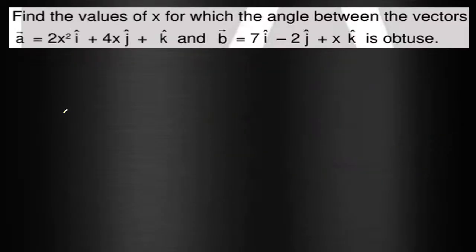Next question: find the value of x for which the angle between two vectors is obtuse, meaning a vector dot b vector is less than 0 for an obtuse angle.